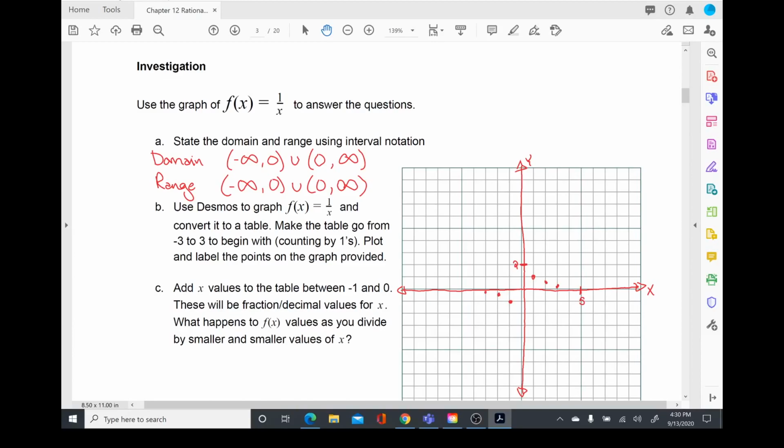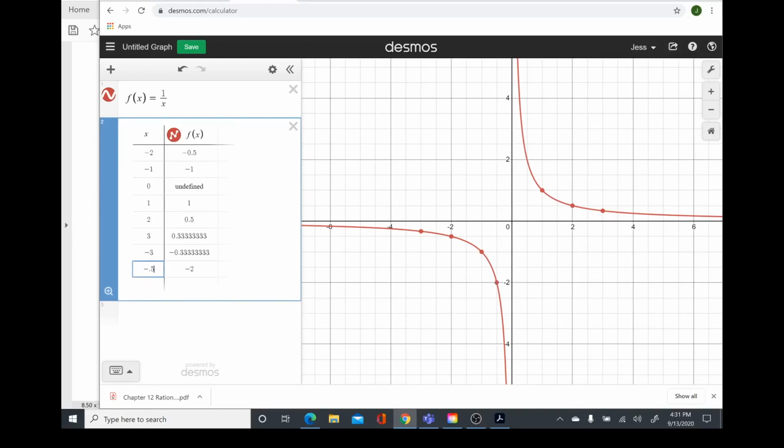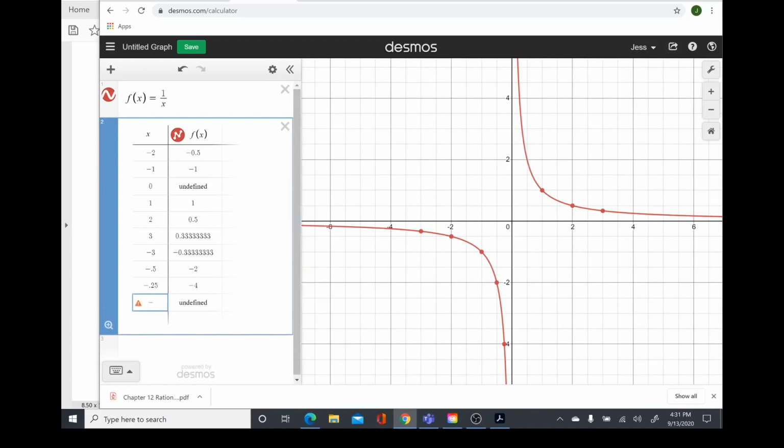These will be fractions and decimals. See what we can do between -1 and 0. So what's a good value between -1 and 0? Let's do -0.5. Okay. -0.5 is 2. Let's do -1/4. Okay, that became 4. What about -1/10? That's 10. All right.